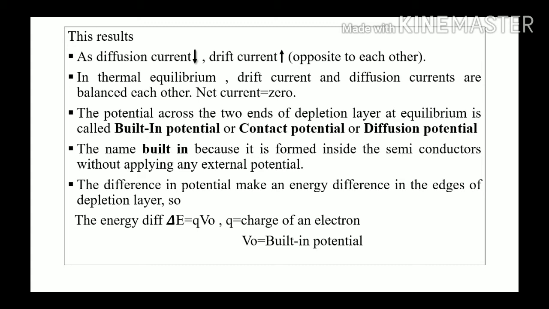The potential difference that exists in the depletion layer at equilibrium is called built-in potential or contact potential. This potential difference makes an energy difference. It is denoted as delta E, which is equal to Q times V0, where Q is the charge of an electron and V0 is the built-in potential.